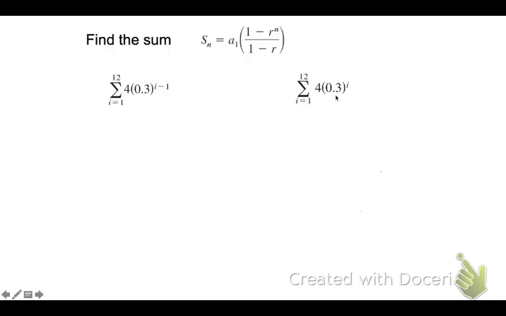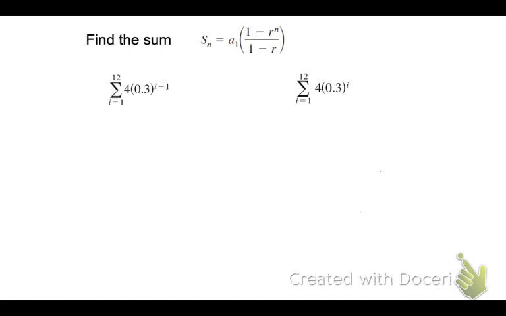Okay, so we need the sum. I need the sum from 1 to 12 of 4 times 0.3 to the i minus 1. Now, this is how the book will probably write some of them. Some of them they won't. When we write these, we want it just in terms of i, correct? We don't want i minus 1. But because they look at the left, it's i minus 1. The right is just what? i.